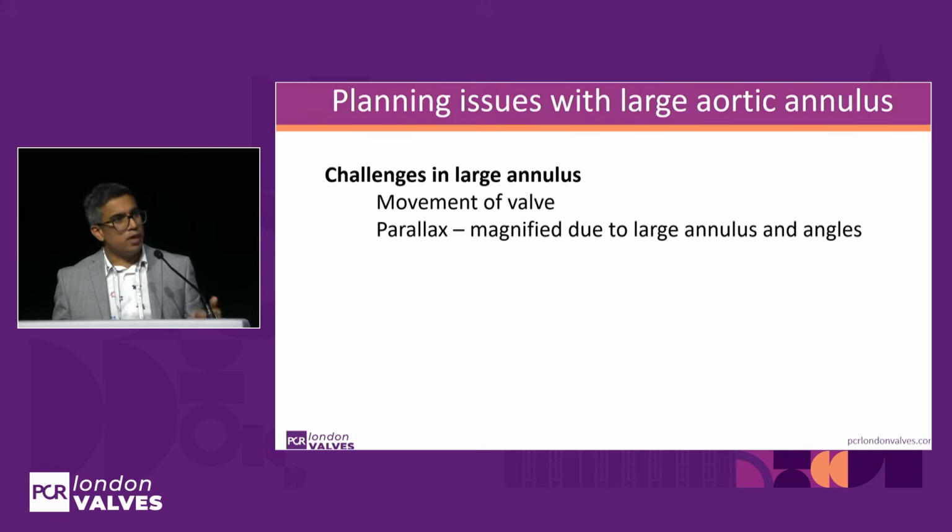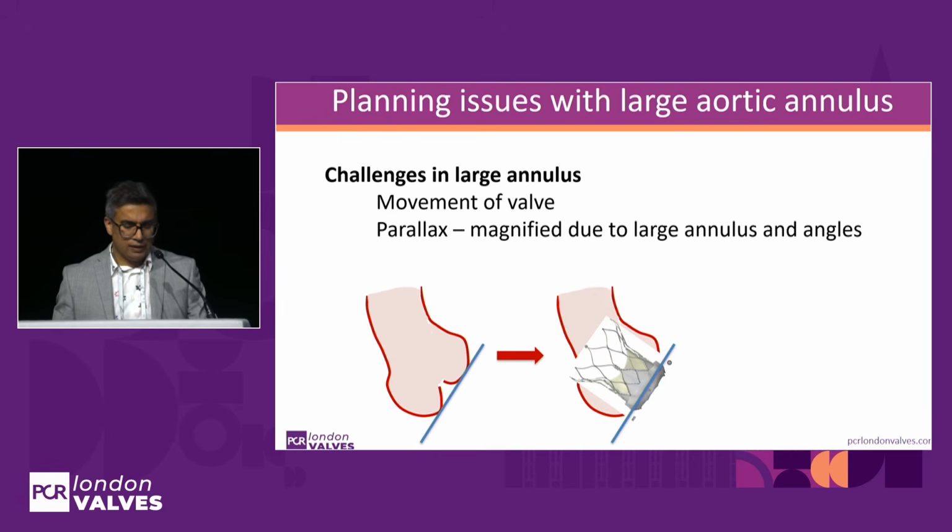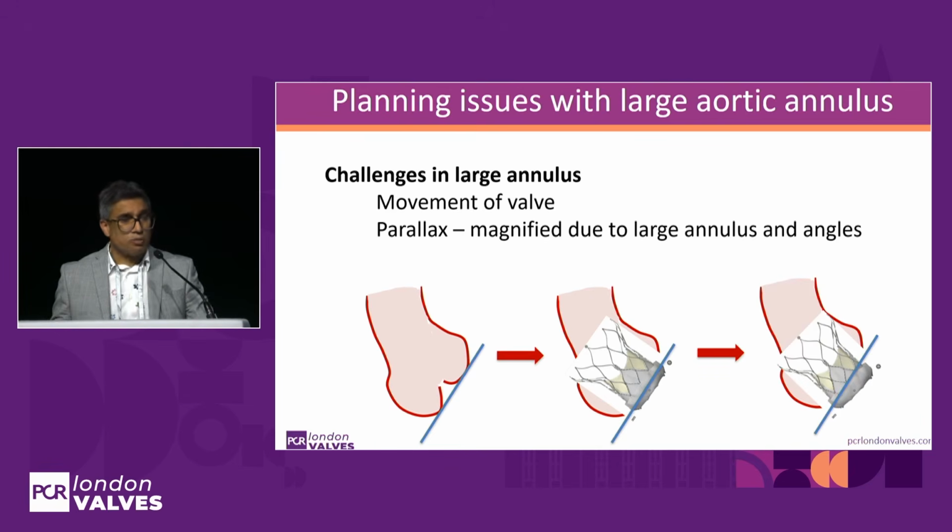Now, when you're implanting a valve, you want to get it as close to the annular plane as possible. And that's not always completely achievable. In smaller valves, ideally what we want to achieve is a nice lined up uniform depth on both the left and the non-coronary side so we don't have any parallax. But that's rarely the case. And in fact, we introduce these little degrees of parallax.